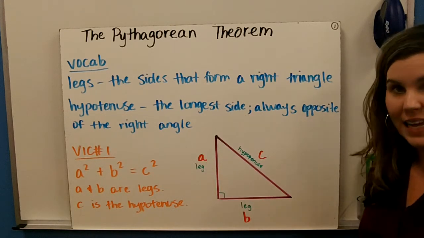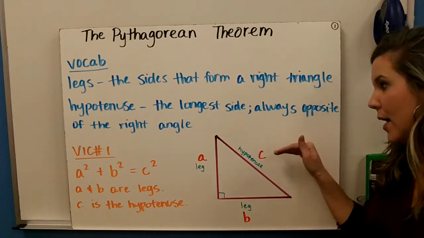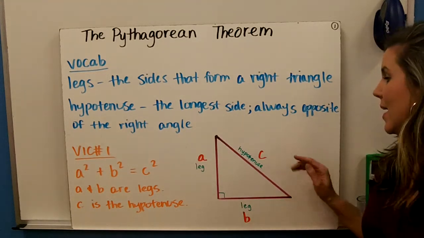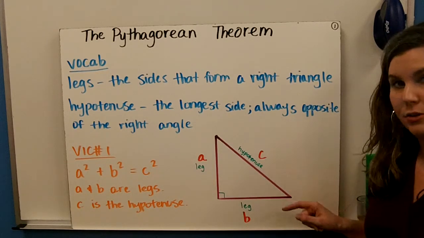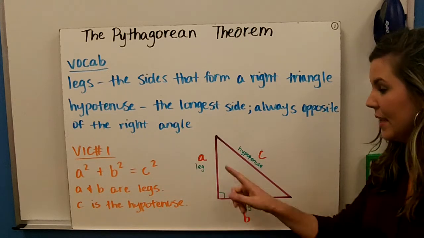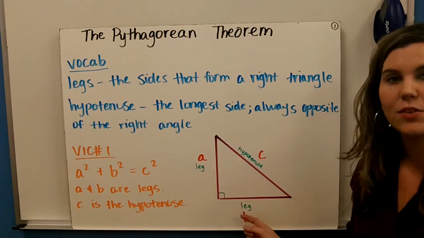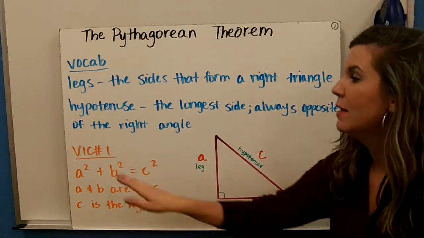A and B are legs. These are the two sides of the triangle. And C is a side of the triangle, but it's a special side. It is opposite of the right angle, and it is called the hypotenuse. The hypotenuse we always use as C. Legs A and B can be either place. B could be here or here. Same for A.